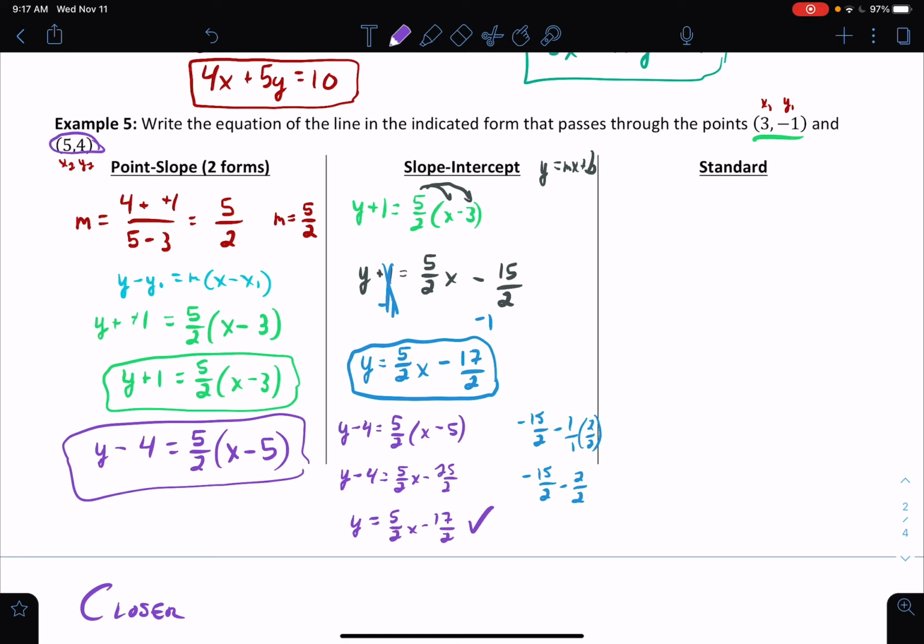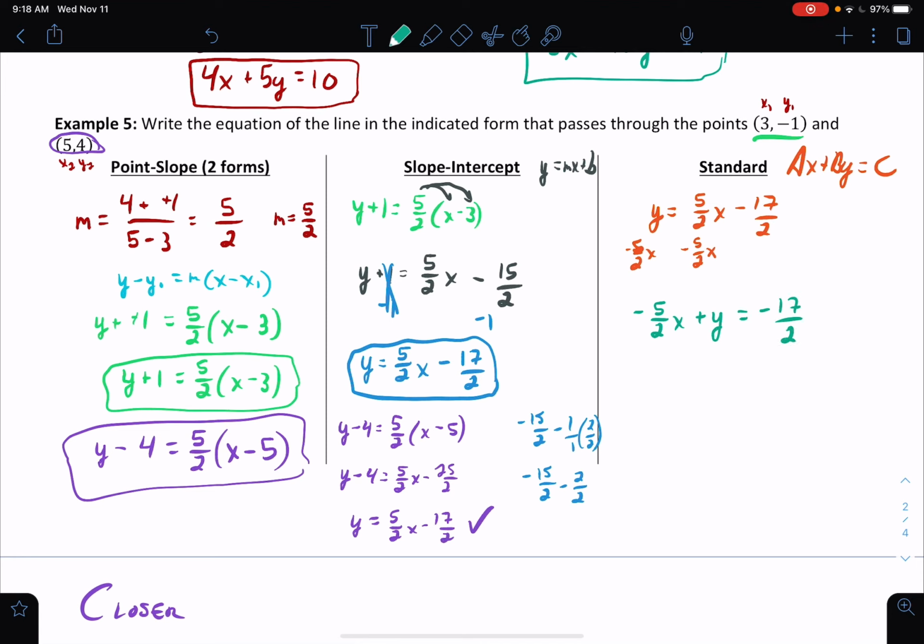Okay, next up I'm going to take that slope intercept form, y equals 5 halves x minus 17 over 2, and I'm going to get it into standard form, which is ax plus by equals c, where a, b, and c are nice integers, and the a value is positive. First thing, I'm going to subtract 5 halves x from both sides. So that's going to give me -5 halves x plus y equals -17 over 2.